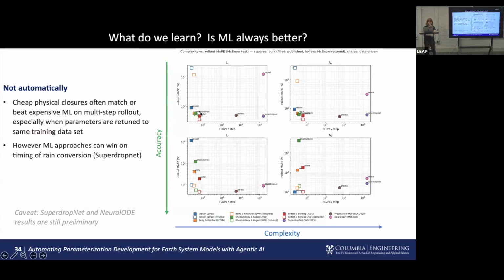So I think one thing that's interesting is that when we retune the typical physics-based parameters, even though originally some of the machine learning-based parameterizations can actually do better, we often find that retuned, simpler physics-based parameterizations can sometimes do as well, or at least comparably, and they're generally much less complex than some of the machine learning-based parameterizations. Although machine learning does generally win on certain things which could be really important, such as the timing of rain conversion. So I think machine learning is not always the best answer for improving parameterizations. And there's still a lot that we can do with just retuning some of our traditional, more physics-based parameterizations.